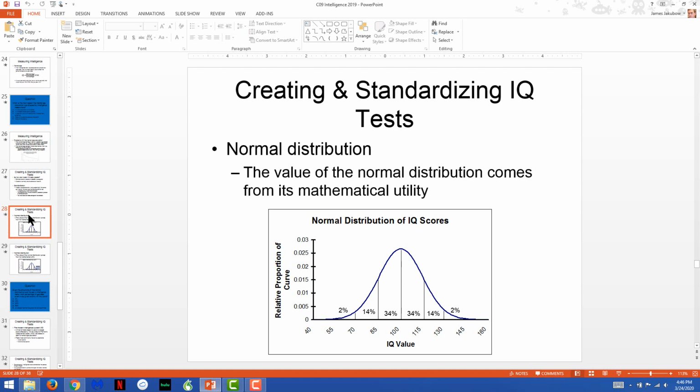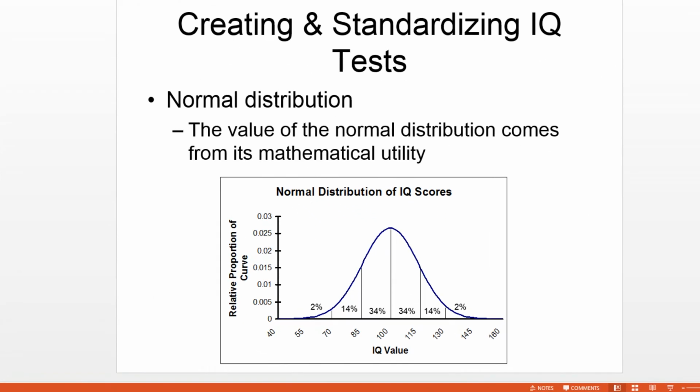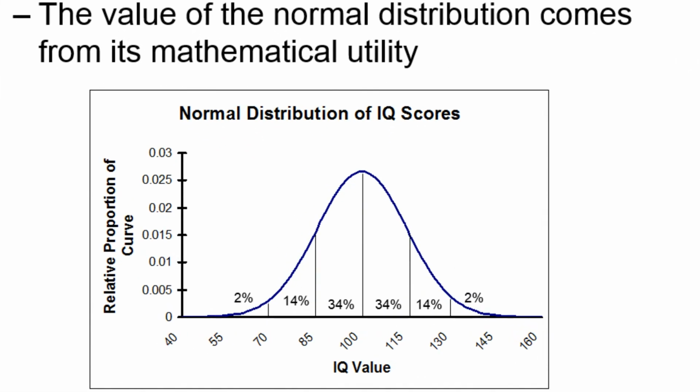And the normal distribution is important because it has the same relative proportion of scores in each of the standard deviation units. So in this particular case, one of the more commonly used intelligence tests, which is the Wechsler Adult Intelligence Scale, is shown on this page. The Wechsler Adult Intelligence Scale has a standard value of 100 for its mean, and it has a value of 15 for standard deviation units.